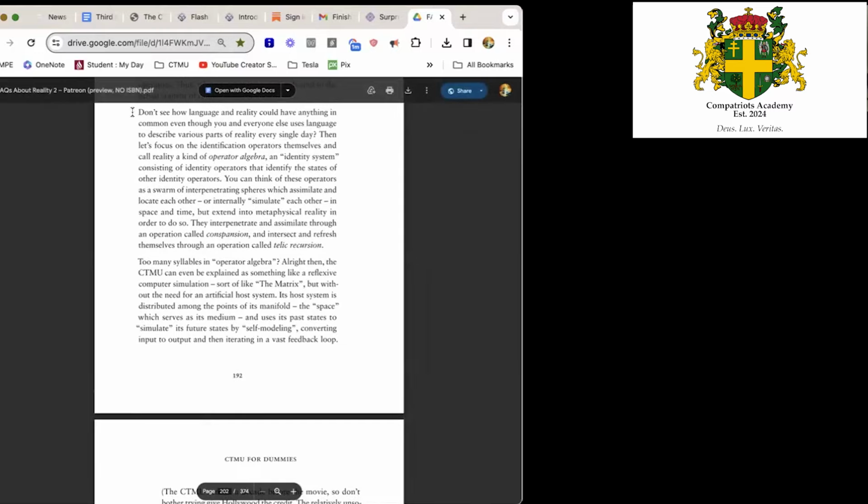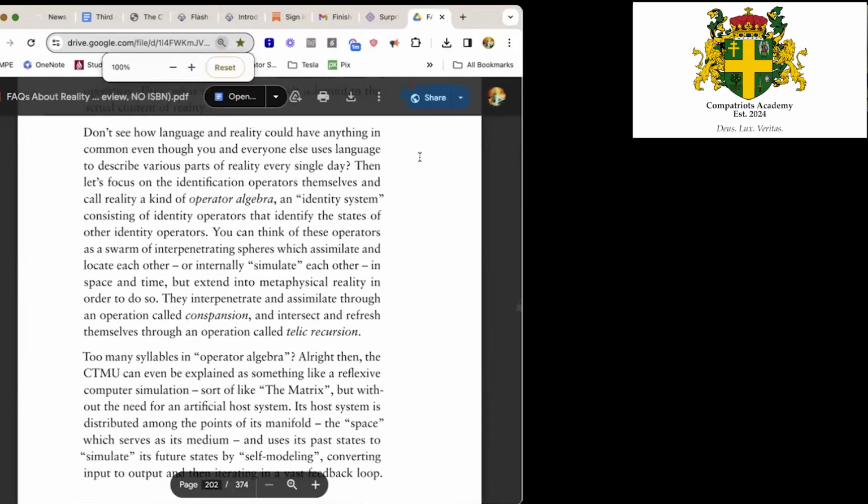So it says, don't see how language and reality could have anything in common, even though you and everyone else uses language to describe various parts of reality every single day. That part's basically almost making fun of the people who would deny such a thing, because we're utilizing the correspondence between language and reality for every single thing that we ever do.